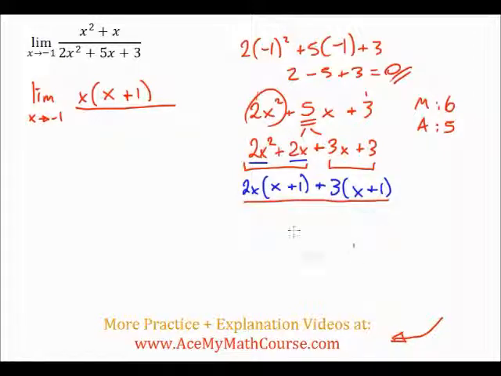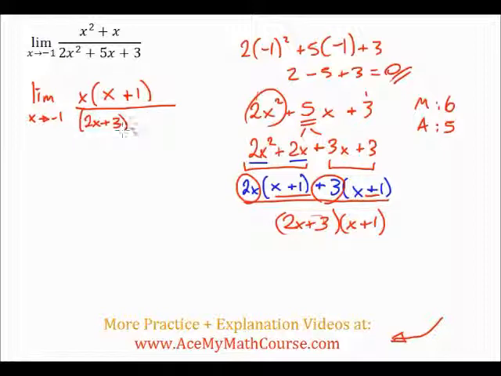So what is this going to become? Just 2x plus 3 times x plus 1, but written only once in this case. Great, so that goes right here. So that's 2x plus 3 times x plus 1. Okay? Now we can cancel these out. Look at that. And now I can actually plug in the -1 for x.